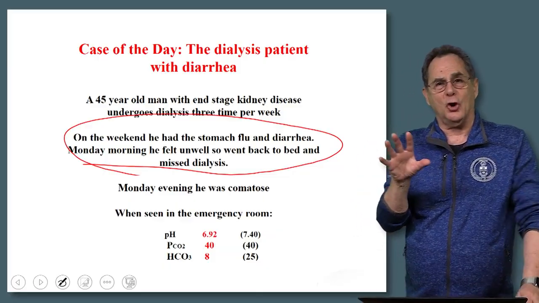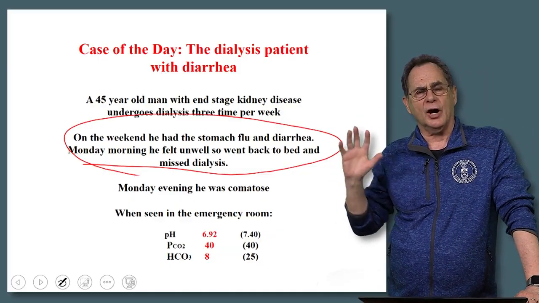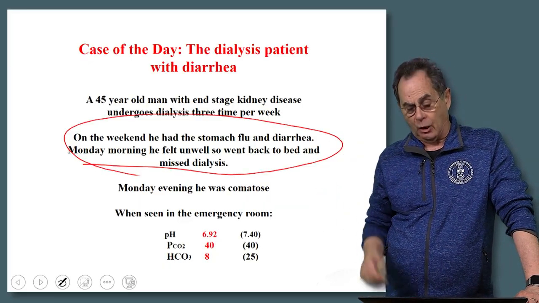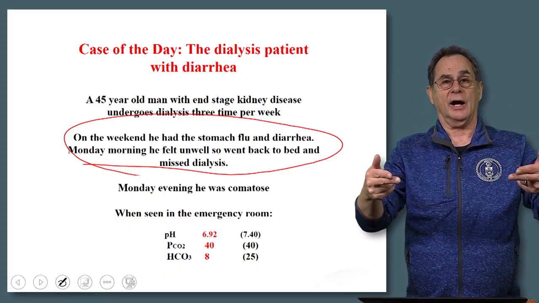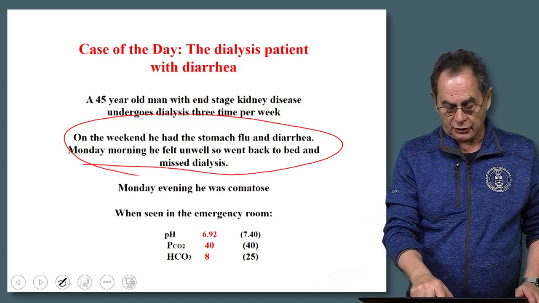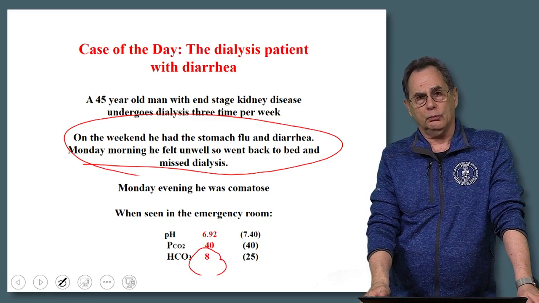Now, it's important to know that diarrhea is a bicarbonate-rich solution. So diarrhea leads to the loss of bicarbonate. Now, this gentleman did not generate more hydrogen ion. He lost more bicarbonate. And you can see that the bicarbonate level was profoundly low.